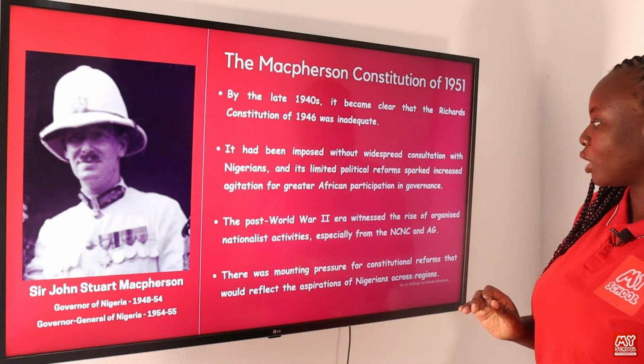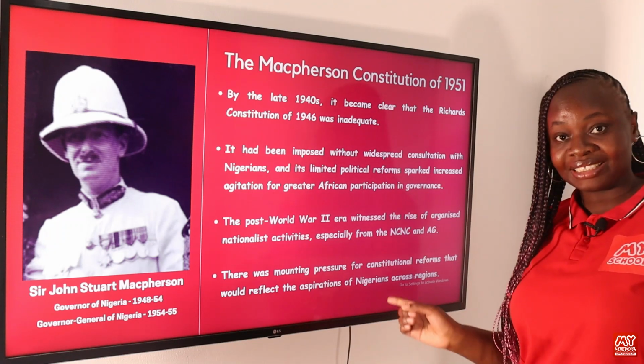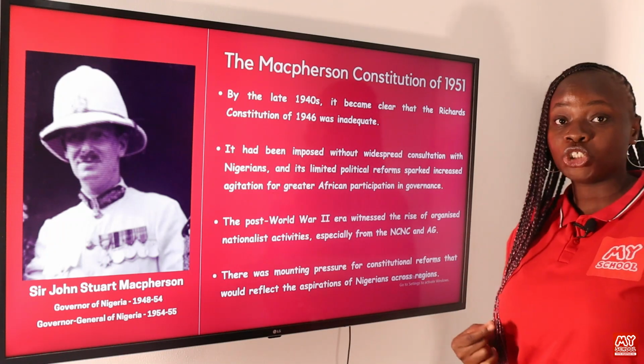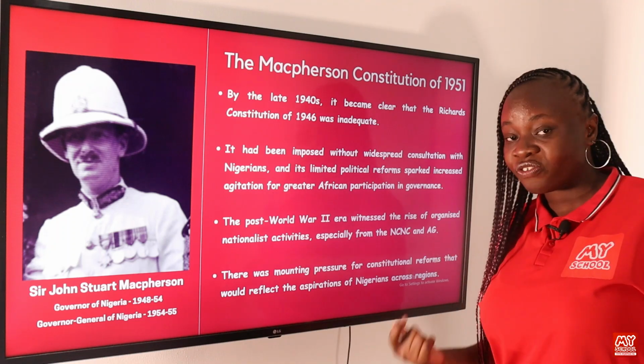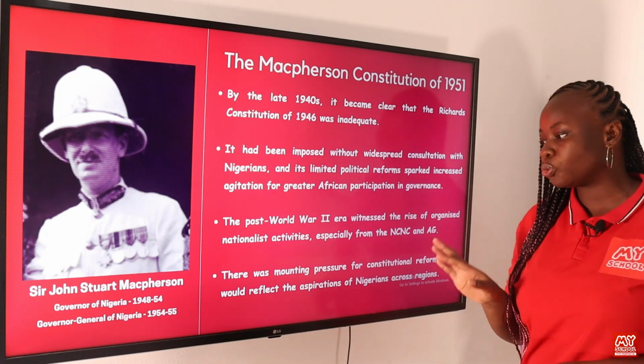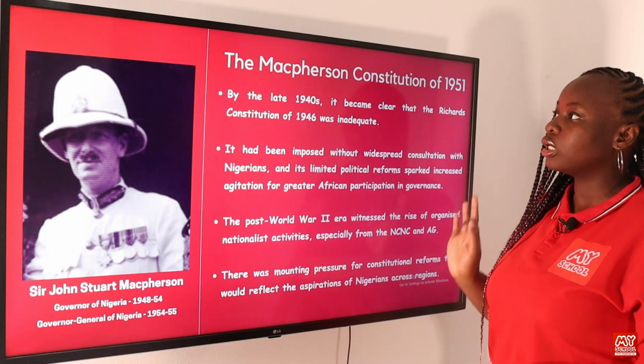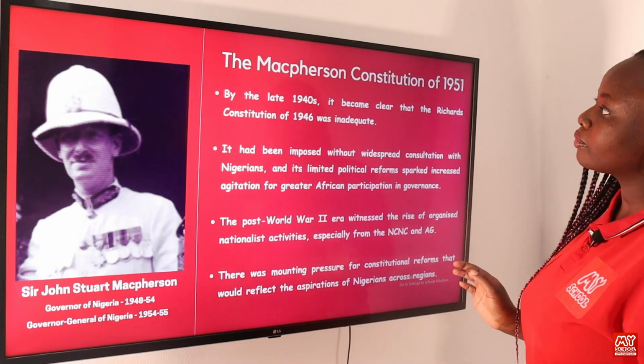So the post-World War II era witnessed the rise of organized nationalist activities, especially from the NCNC and the AG. These were the two major political parties at that time that were advocating for self-rule. So there was mounting pressure for constitutional reforms that would reflect the aspirations of Nigerians across various regions. Now let's move on to the next slide.